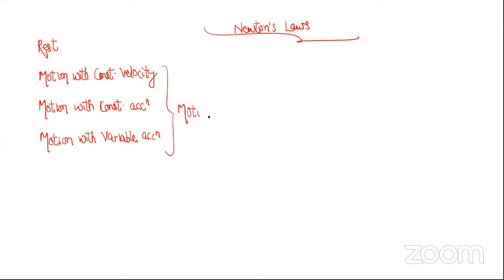So first you should be able to identify which is rest, which is constant velocity motion, which is constant acceleration motion, and which is variable acceleration motion. I will not repeat it because I have already discussed this in previous chapters.